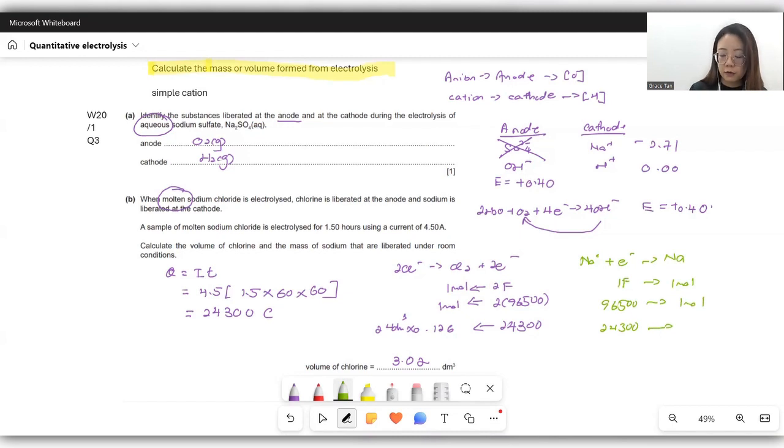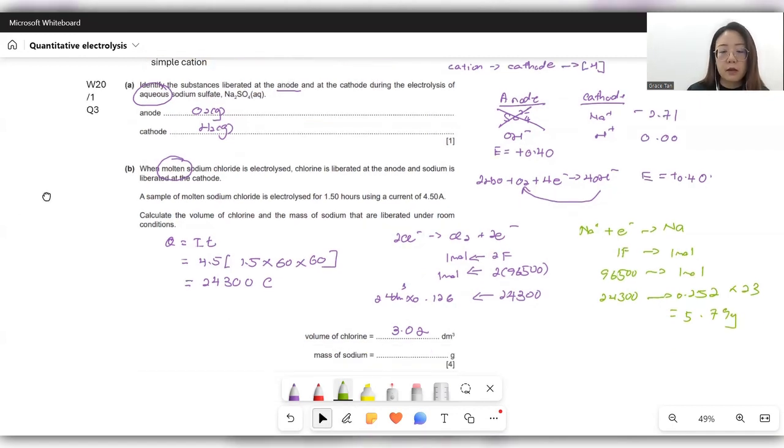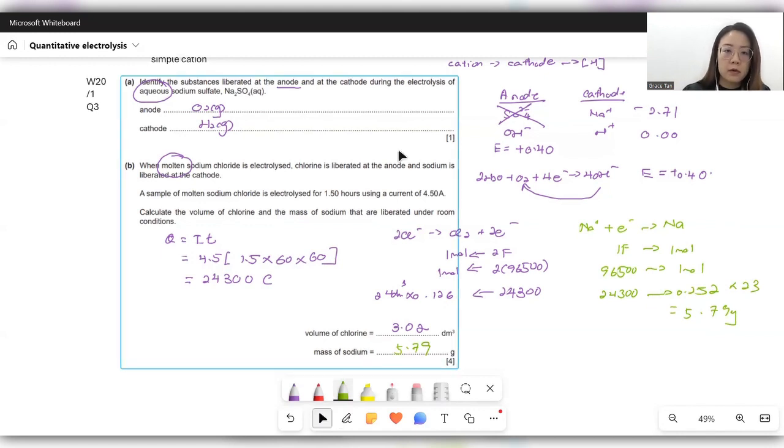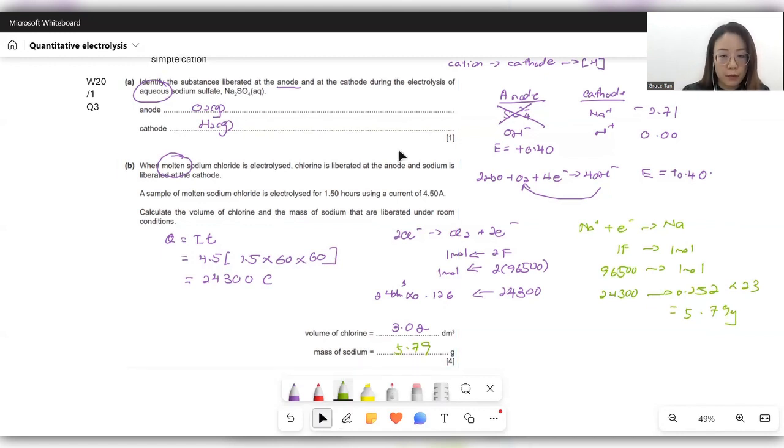So how much mole of sodium metal is being formed? 0.252 moles. And if you want to know the mass that's being formed, you multiply by 23, which is the atomic mass, 5.79 grams. So you deposited 5.79 gram of the sodium metal. All right, so this is a very, very straightforward question to start off with. Okay, so now let's proceed with another question.